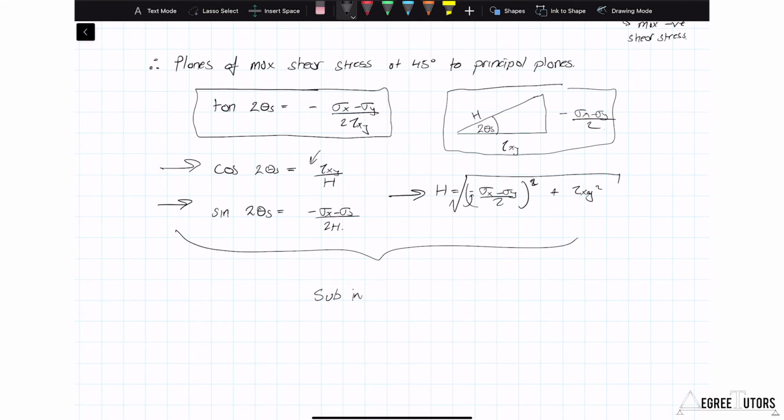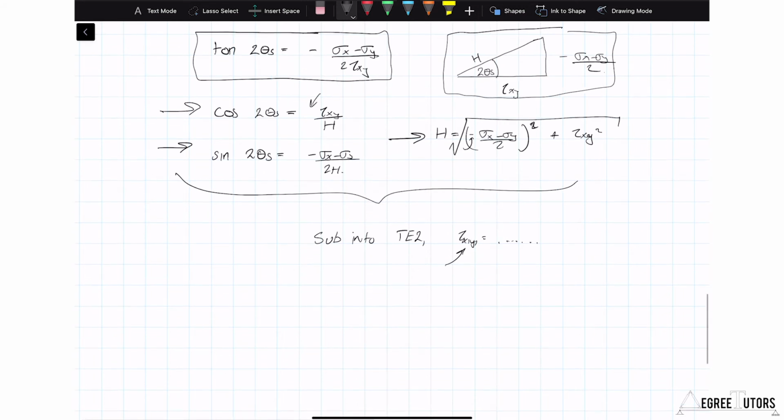So sub all of these into transformation equation 2, and remember that was tau x1 y1 equal to all that stuff. We won't write it out. And why are we doing that? We're doing that to get the maximum value of the shear stress.